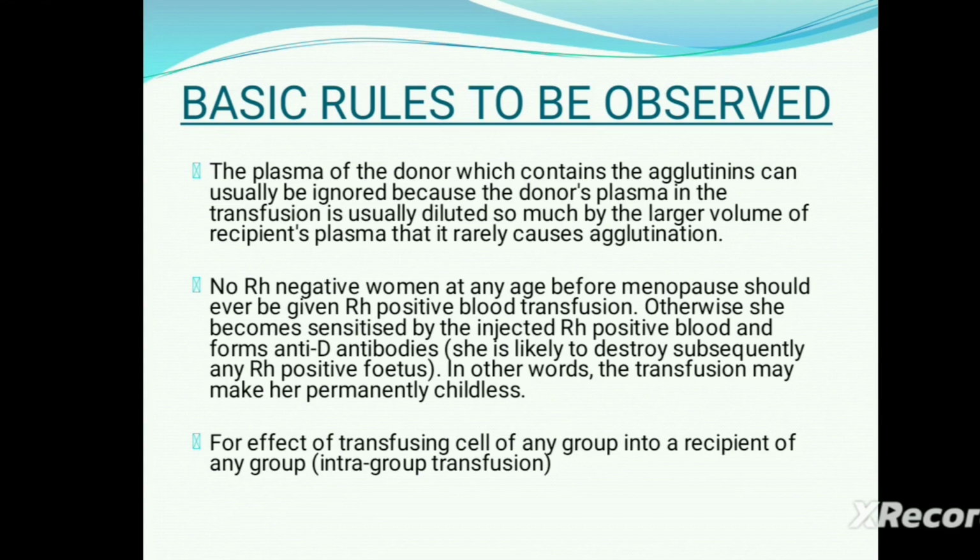The plasma of the donor which contains the agglutinins can usually be ignored because the donor's plasma in the transfusion is usually diluted so much by the larger volume of the recipient's plasma that it rarely causes agglutination. No RH negative woman at any age before menopause should ever be given RH positive blood transfusion, otherwise she becomes sensitized by the injected RH positive blood and forms anti-D antibodies. In other words, the transfusion may make her permanently childless. Besides this, there are many other rules which we need to follow.